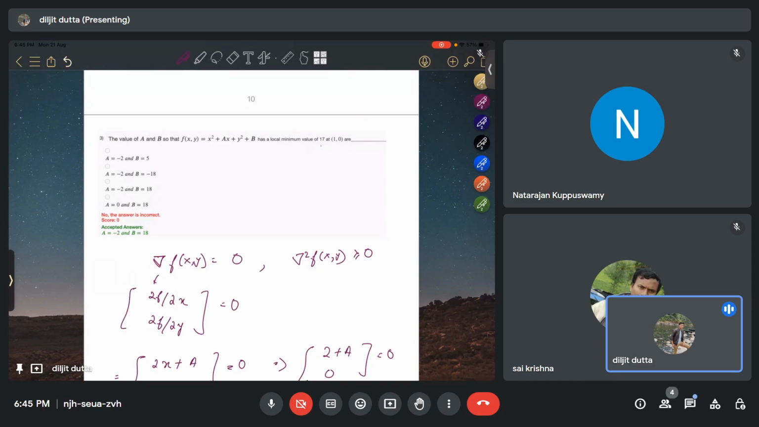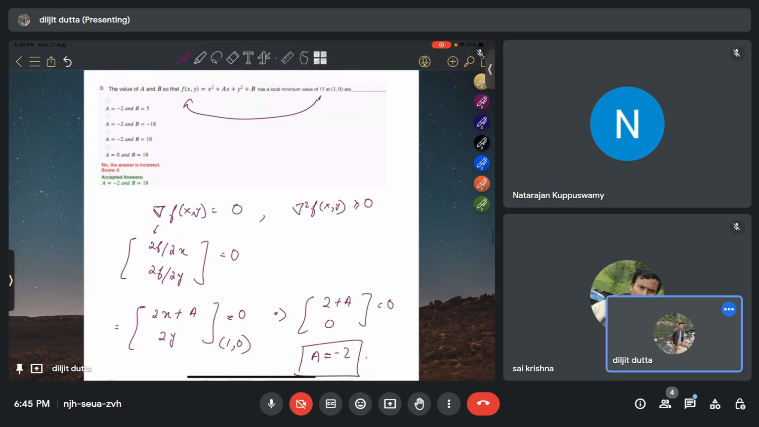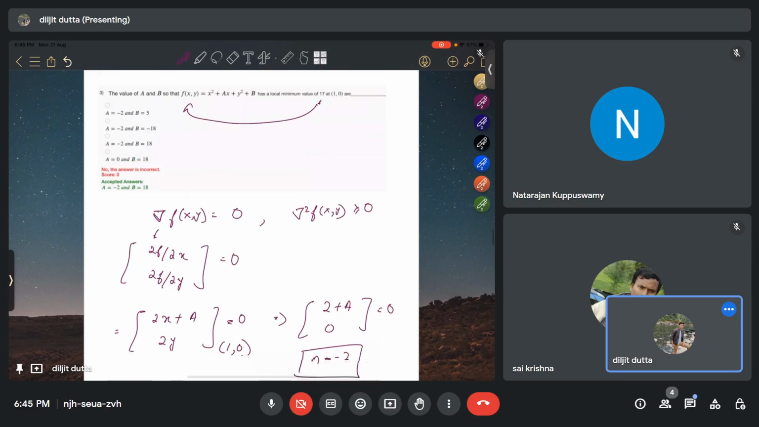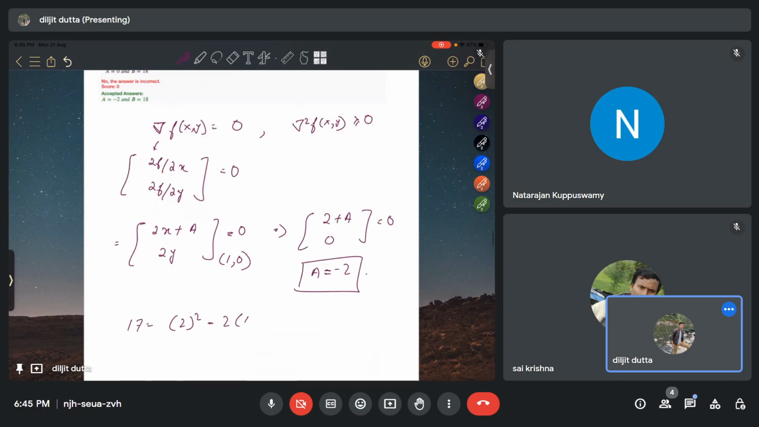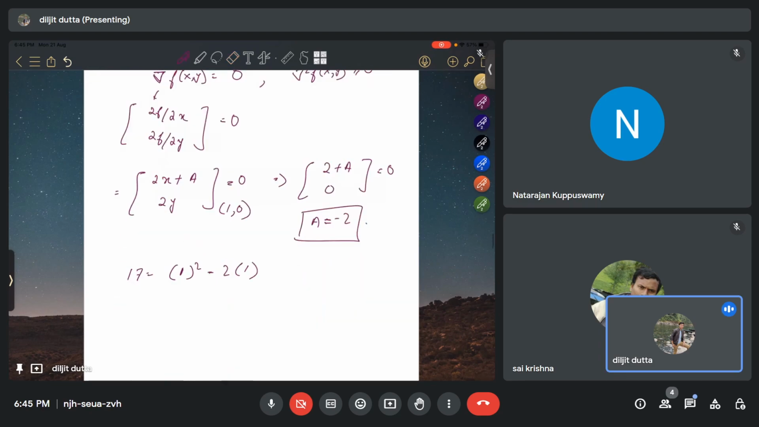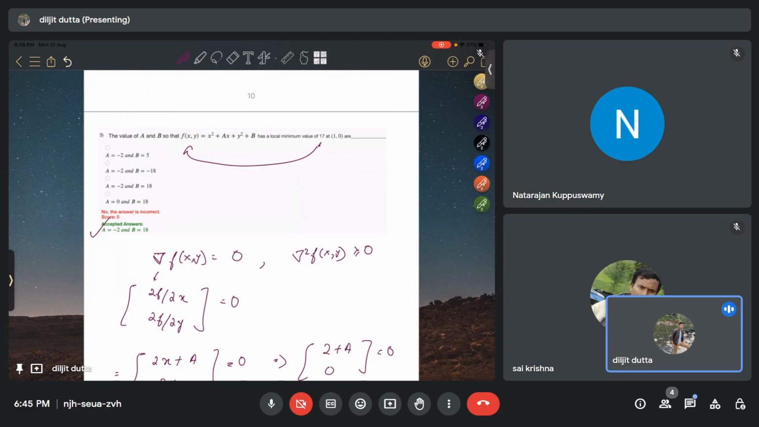That has a minimum value of 17 at 1 comma 0. You put 17 here, and then you can find the value of b. So f of x y is equal to 17. X is 1, so 1 squared plus minus 2 into 1, y is 0, so it will be 0 plus b. So we get minus 1 plus b, b is equal to 18. So the values of a and b are minus 2 and 18.